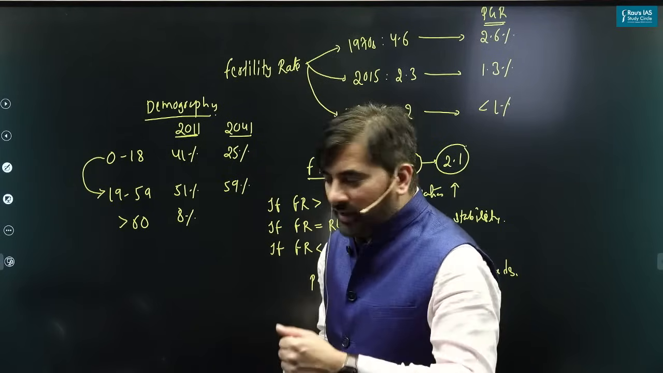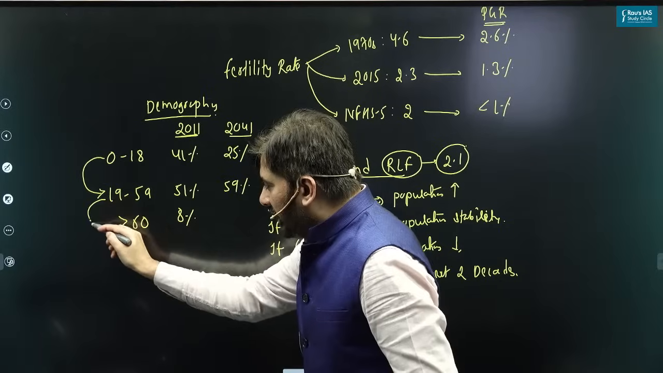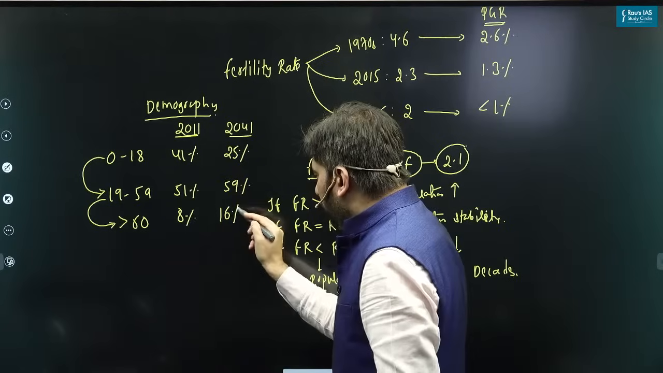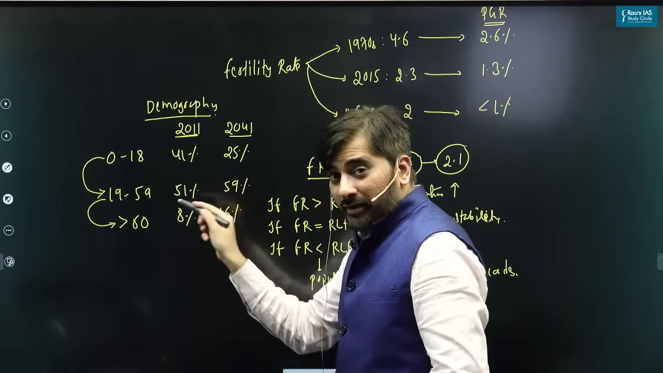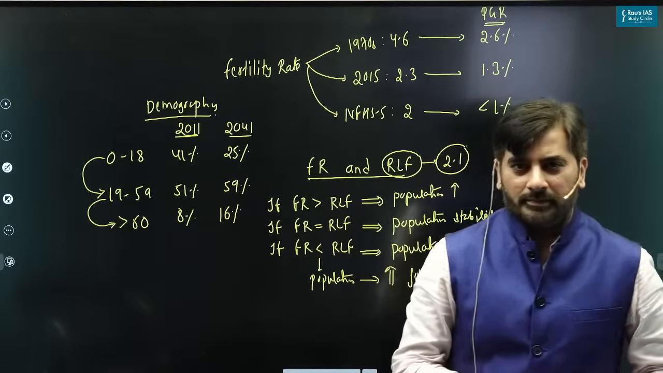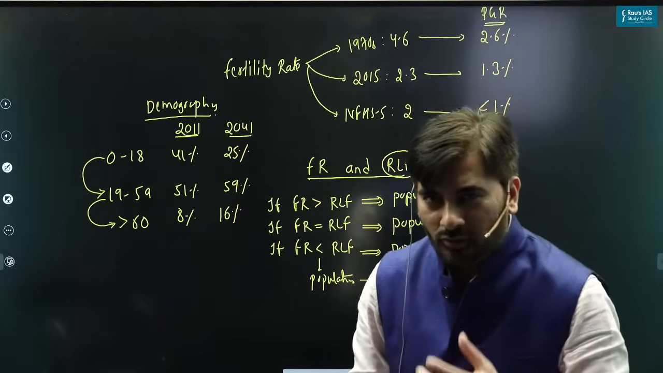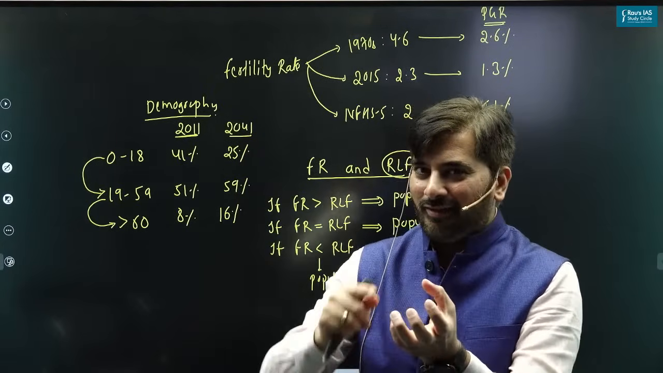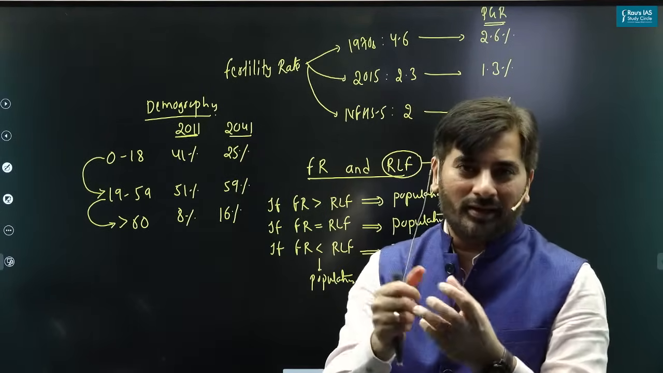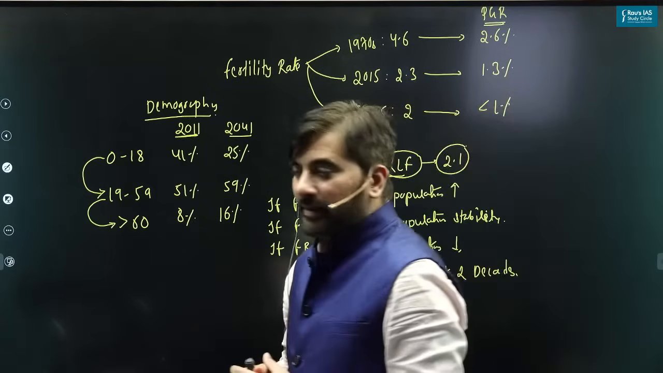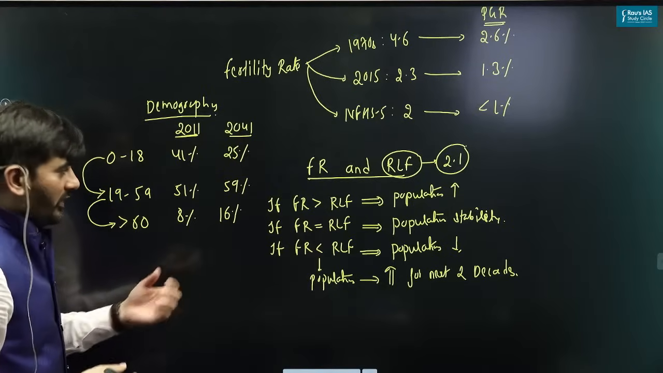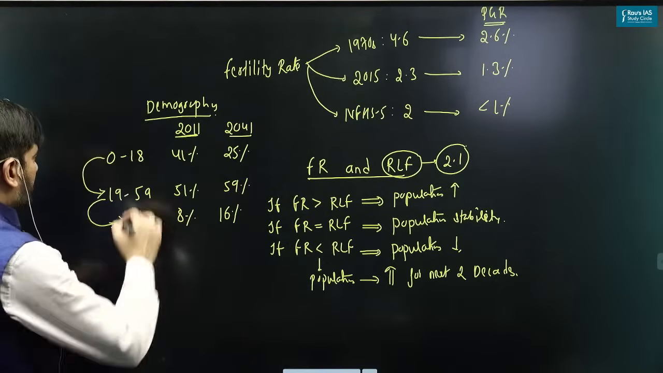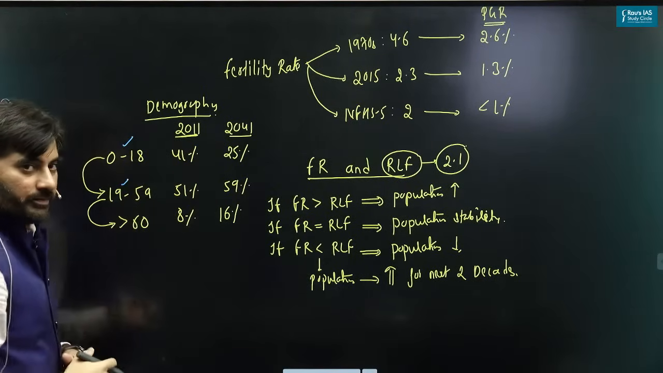Same way, in the next 2 decades, can I say more number of people from this age group will move to the next age group, which means this share of senior citizens, can you see what is going to happen? Double, 8 to 16%. But coming back to our question, how will the population of India continue to increase even though fertility rate is below replacement level fertility? It is being said that in the next 2 decades, more number of people will move from this particular age group to the next age group.